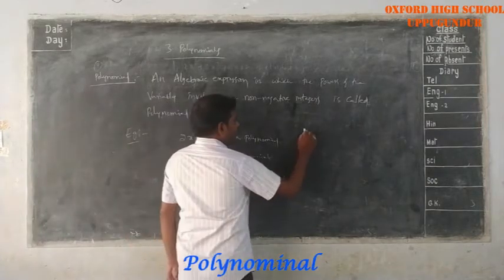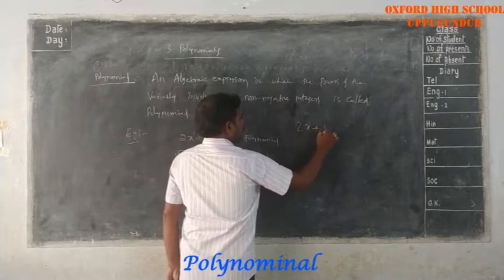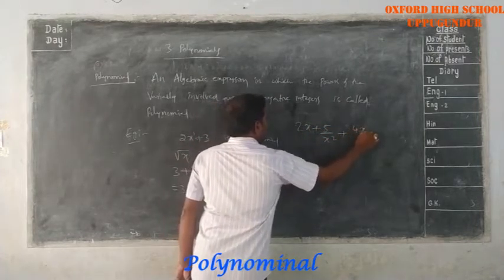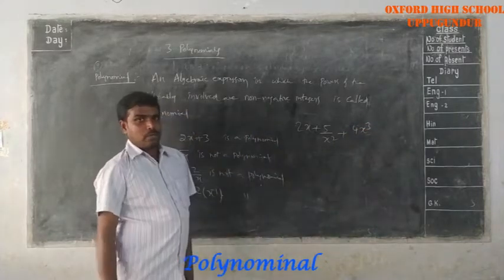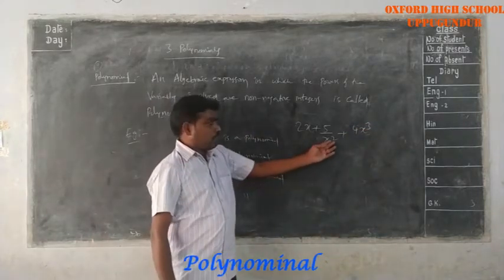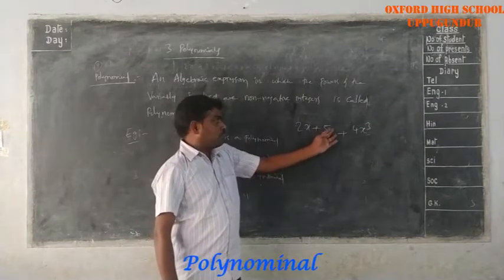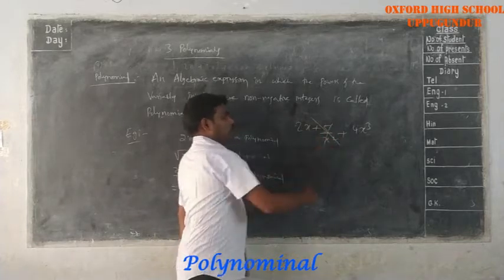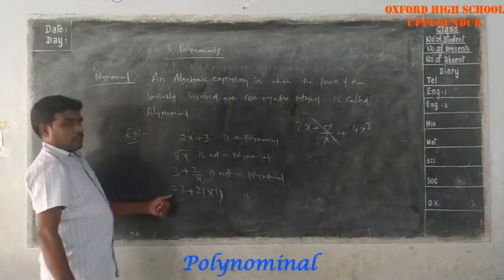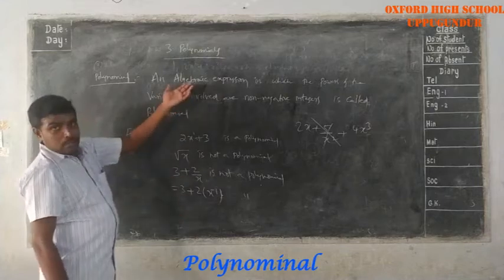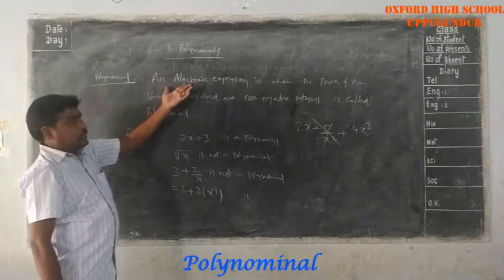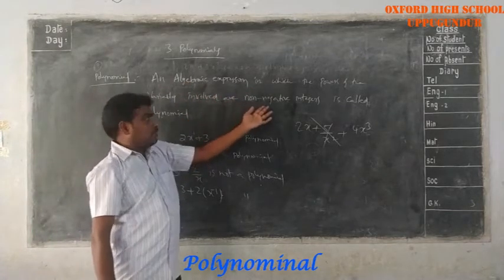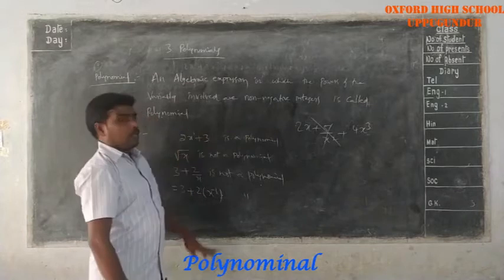Suppose they give 2x plus 5 by x square plus 4x cube. Is it a polynomial or not? Here the denominator is x power 2. By transposing this to the numerator, it becomes x power minus 2. So it is not a polynomial. In this way you can check whether it is a polynomial or not. Polynomial means, once again, an algebraic expression in which the powers of the variables are always non-negative integers.